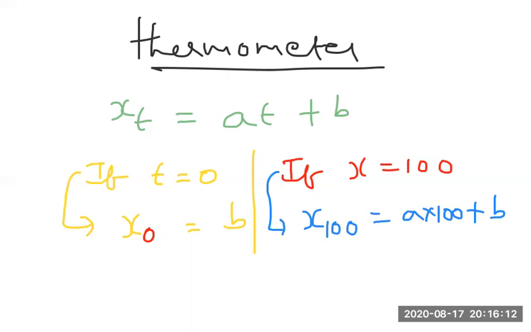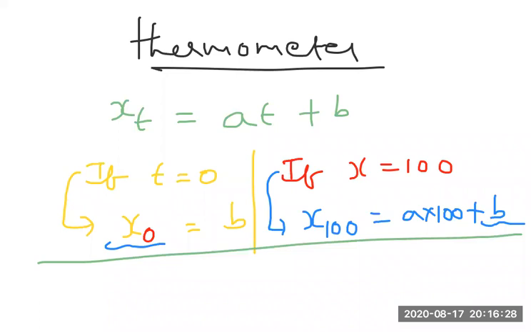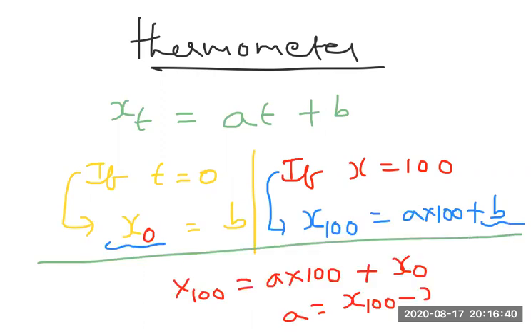Like that, now I got X0 and X100. What is the value of a? Because you observe, this b is nothing but X0. So from these two expressions, X100 = a × 100 + b, where b is nothing but X0. From here, a = (X100 - X0)/100. So this is the value for a.